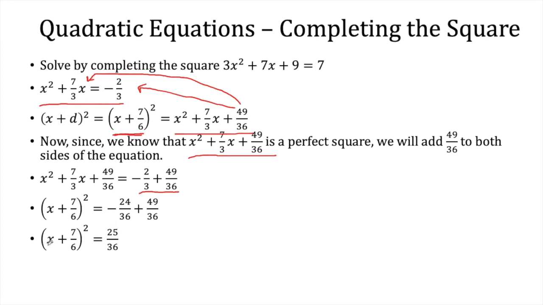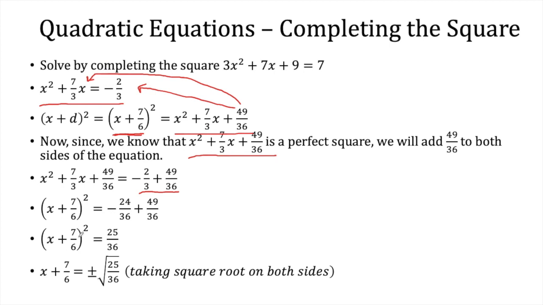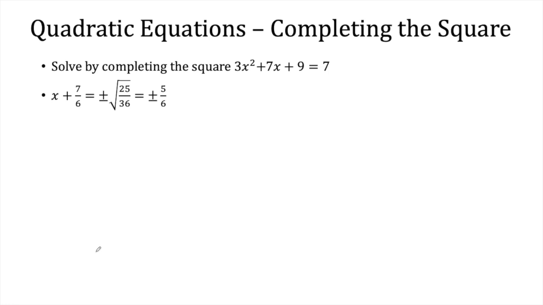And now we must isolate the variable x. We see that x plus 7 by 6 is getting squared, and the opposite of squaring is taking the square root. So we will take the square root on both sides, and we will see that x plus 7 by 6 is equal to plus or minus the square root of 25 by 36, and the square root of 25 by 36 is equal to 5 by 6. So x plus 7 by 6 is equal to plus or minus 5 by 6.